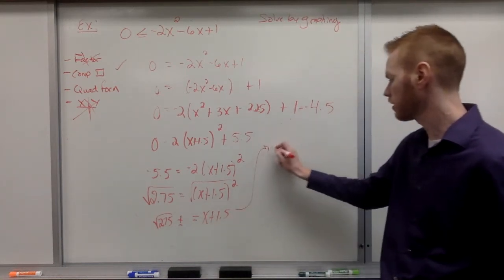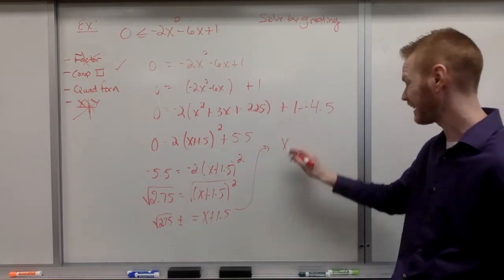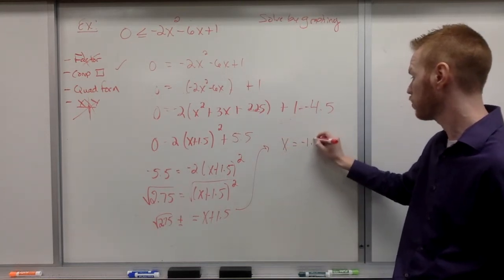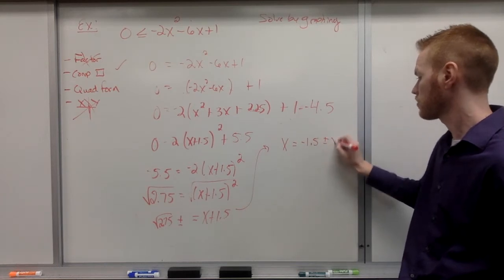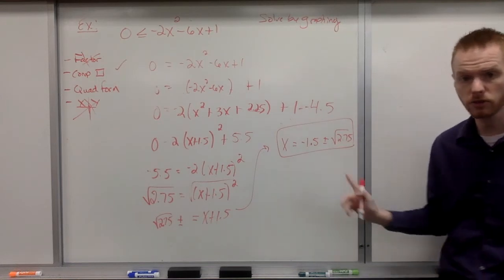Last step, I'll bring it up to here. We have x. I'm going to flip it to the other side. Don't get confused by that. x is going to be equal to negative 1.5 plus or minus the square root of 2.75. Those are going to be my solutions.